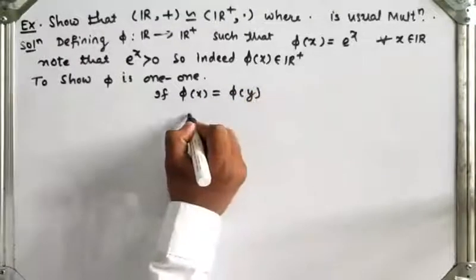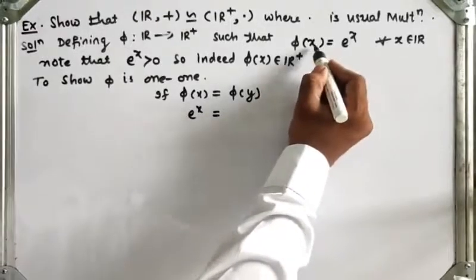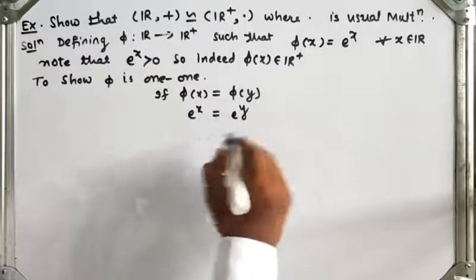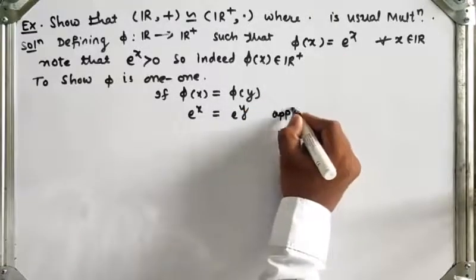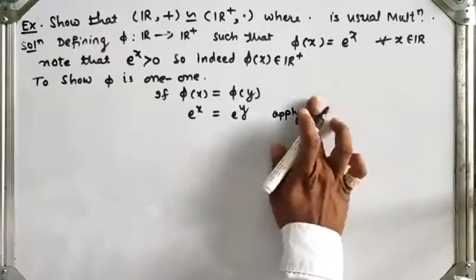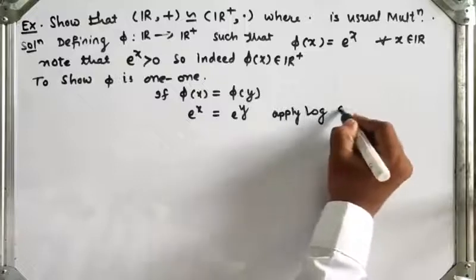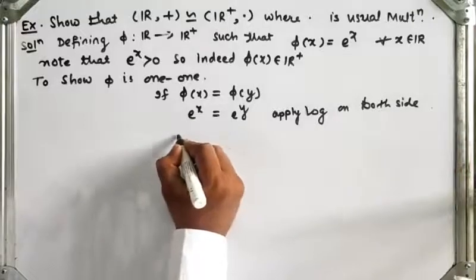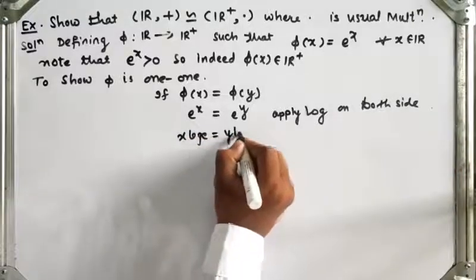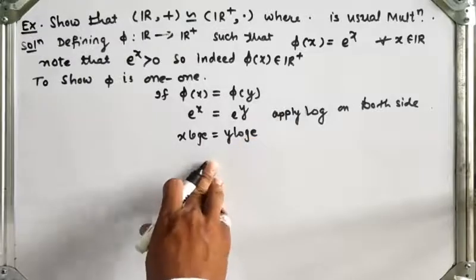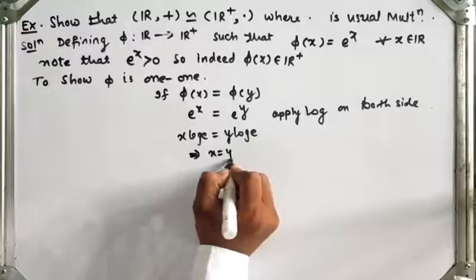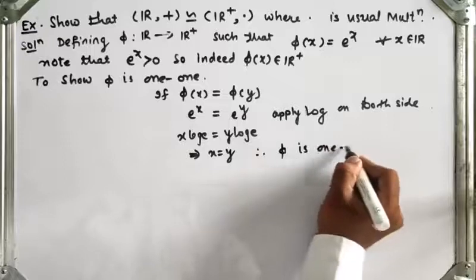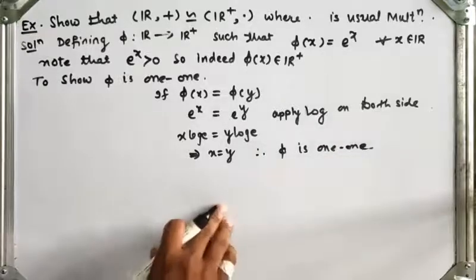So if phi of x is equal to phi of y, what is phi of x? Phi of x is equal to e raised to x, and replacing x by y, I get phi of y is equal to e raised to y. So applying log on both sides, what do we get? x log e is equal to y log e. The value of log e is equal to 1, so we get x is equal to y. So this means phi is one-one. Therefore phi is one-one.